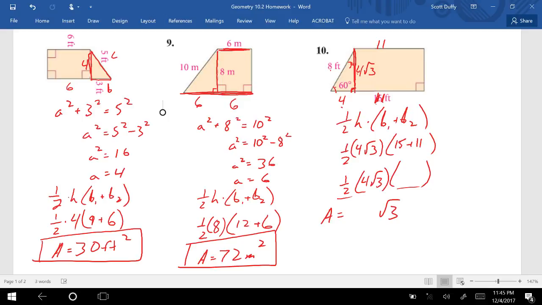15 and 11 is 26. Then I'm going to redo this calculation, 1/2 times 4 times 26, see what I get. And that is 52 times the square root of 3. And that would be in square feet.